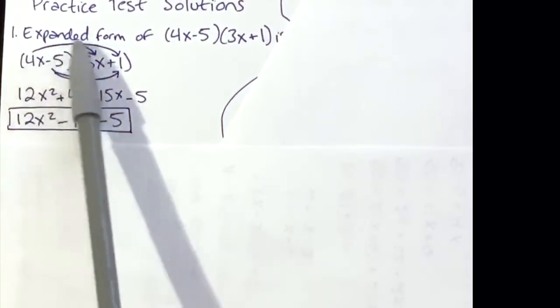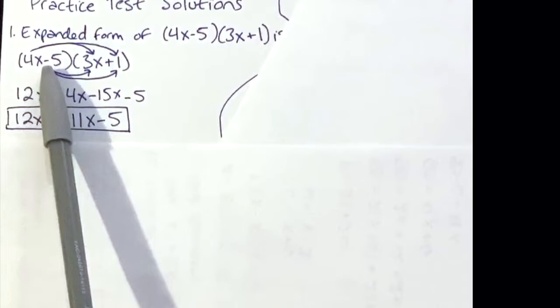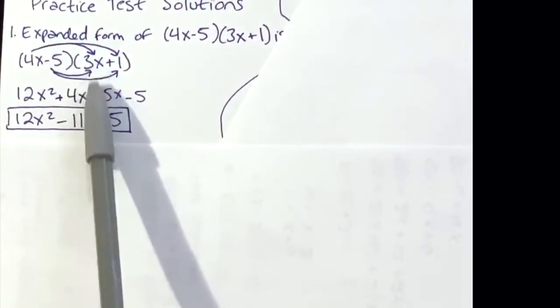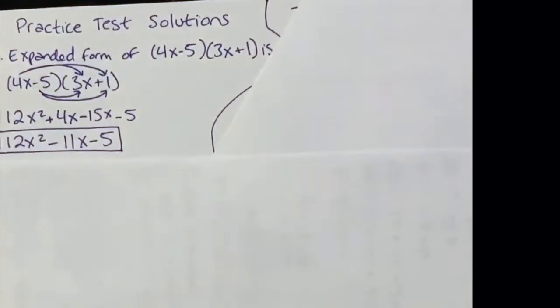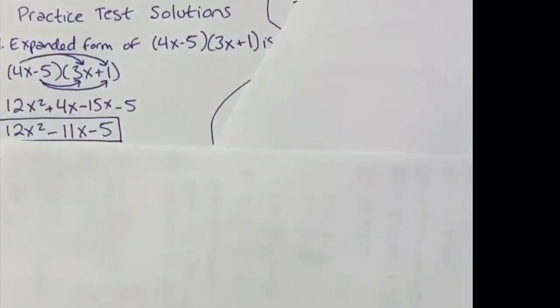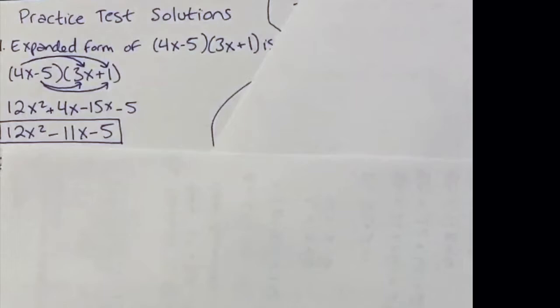So 4x times 3x is 12x squared. 4x times 1 is 4x. That's negative 5 times 3x is negative 15x, and negative 5 times 1 is negative 5. Combine my like terms. The only like terms I have are the 4x and the negative 15x. So when I combine those like terms, I get negative 11x, and there's my answer.